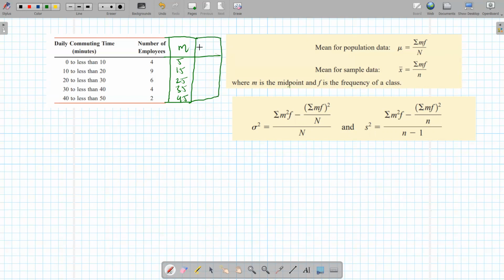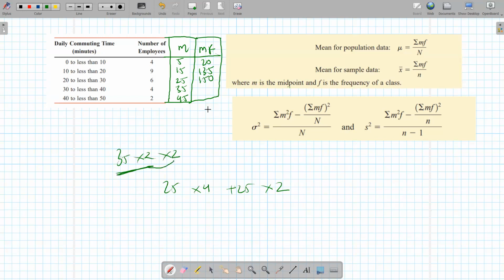So we're going to make a new column here. We're going to call this M times F. The first one's going to be 20. The next one's going to be, what's 15 times 9? 135. Yeah, 15 times 10 minus 1, right? 9 is 10 minus 1. 150 minus 15, 135. What's 25 times 6? It's going to be 25 times 4 plus 25 times 2. 150. 150, right? 35 times 4 is 35 times 2 times 2.